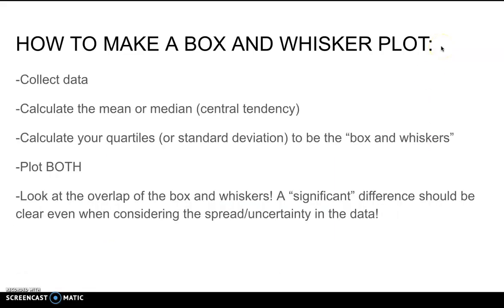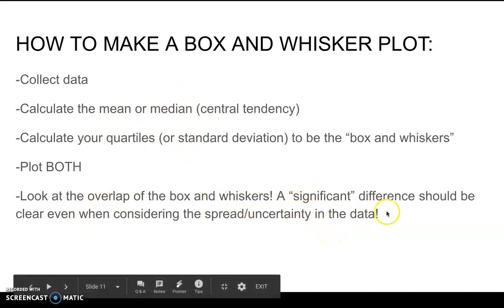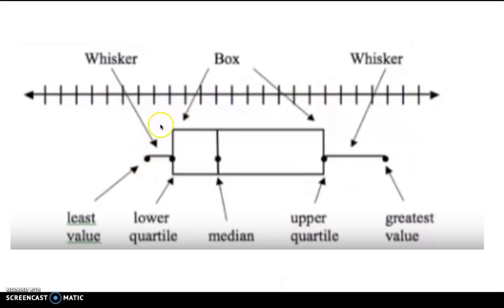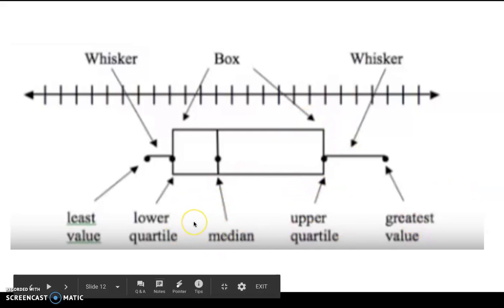So you're going to learn tonight about how to make a box and whisker plot. But basically, you need a measure of central tendency, and you need a measure of your uncertainty or variation. We're going to do it with median and quartiles. So you're going to figure out your median, and you're going to figure out your quartiles and plot them both. And then you want to look at the overlap. A significant difference would be one where there's little to no overlap. So when I talk about overlap, I mean to what degree the box and whisker of this plot overlaps with another plot. Kind of like in the previous example where we had the pre-treatment and the post.